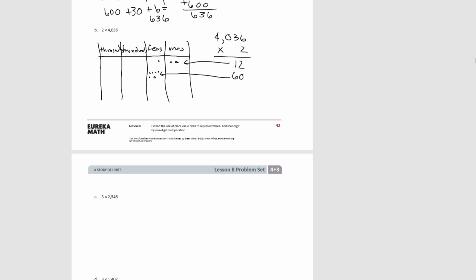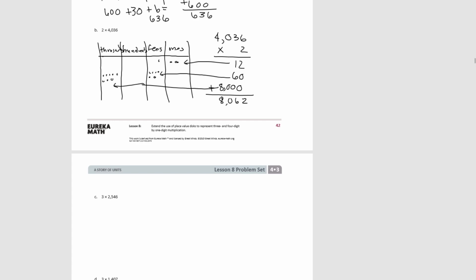Then we don't have anything in the hundreds place, so we can move to the thousands place. We have 4 thousands 2 times, which would be 8,000. And we'll show that here as 8 thousands. Let's add them together, and we get a total product of 8,062.